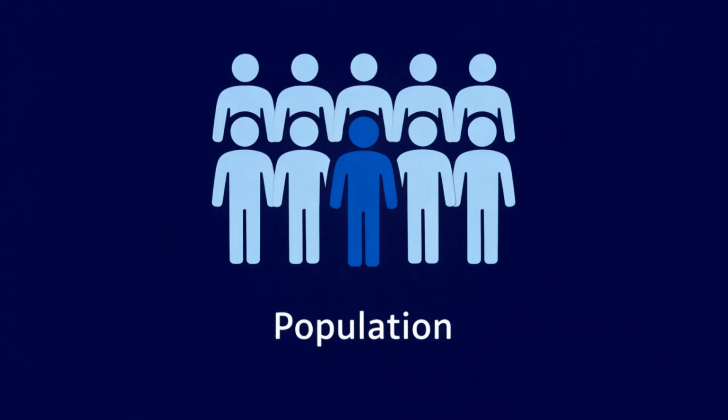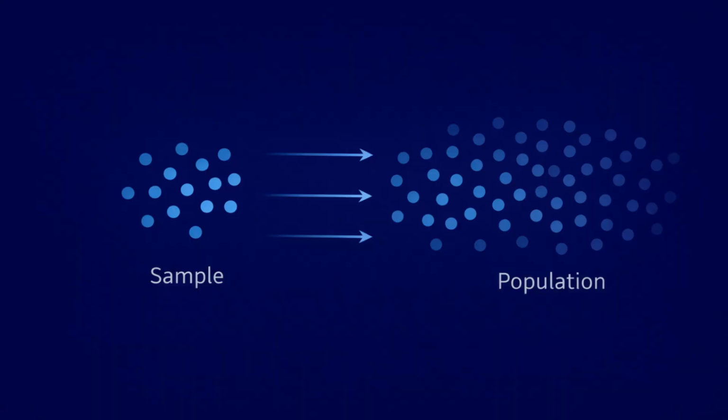A population is the entire group you want to describe. This might be all students at a college, all customers of a company, all voters in a city, or all items in a shipment. The population is the group you are ultimately trying to learn about. A sample is the smaller group you actually collect data from. The sample is used because measuring everyone in the population is usually not practical. The goal is for the sample to represent the population as well as possible.